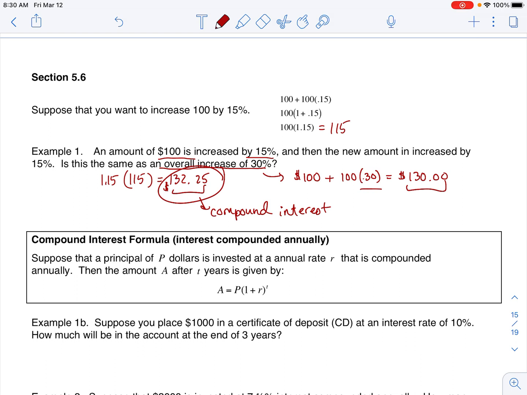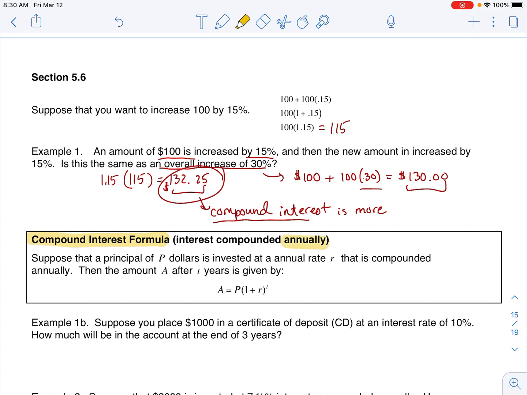So if you take 15% and then later you take 15% of that new amount, and then take another 15% of the new amount, that interest is compounded. So compound interest is definitely more, and it's because of this exponential growth. And so there's formulas for compound interest. This is interest that's compounded annually.